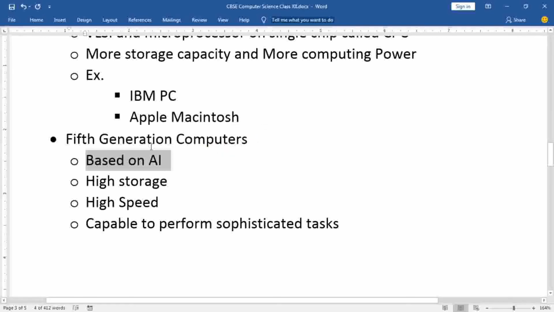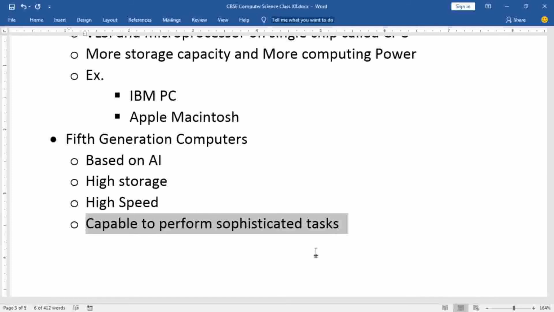They have very high storage capacity and high speed, and are capable of performing sophisticated tasks as well. You might have heard that some robots are doing human beings' tasks very easily. Automation is going on rapidly in industries. I have posted some videos related to AI. If you want, you can watch them. They are available in the section Artificial Intelligence for class 9th. There I have explained what AI is and how it works. You can refer to those videos.